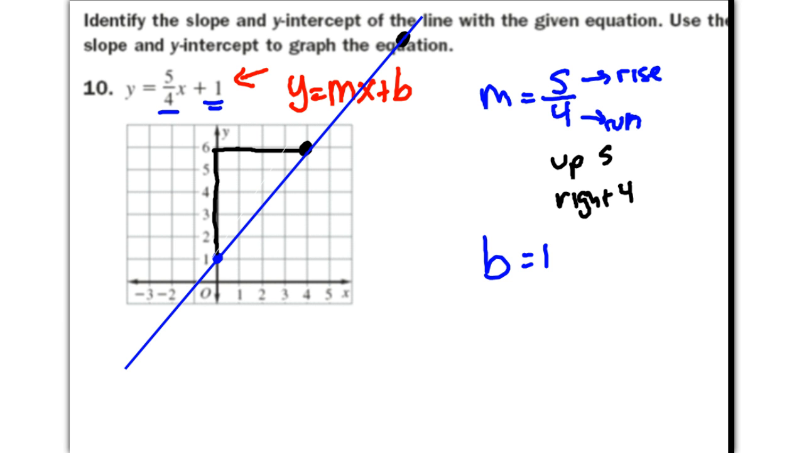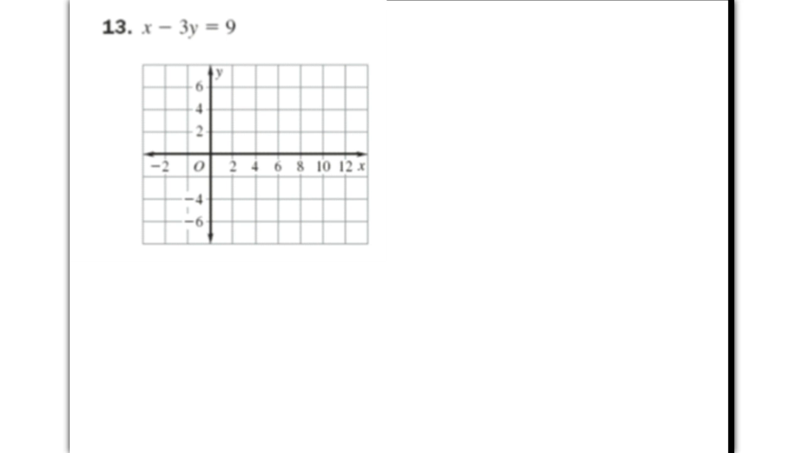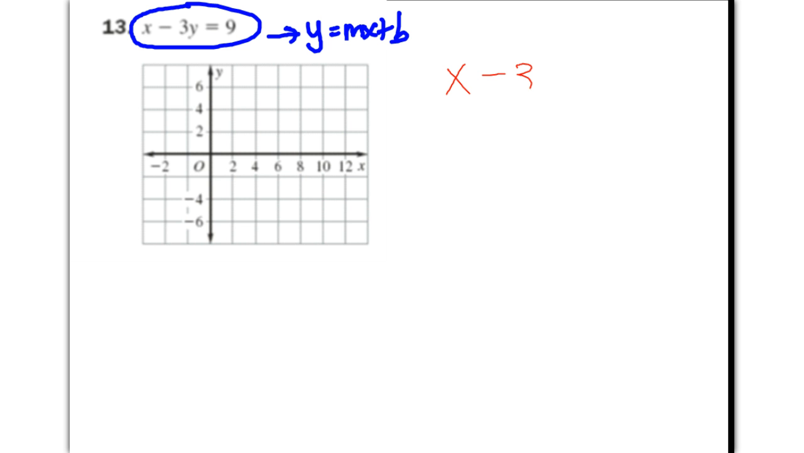So that's when our equation's already in mx plus b form. But now if we look at this equation up here, we have x minus 3y equals 9. So we have to get it into y equals mx plus b form first. So here's how that happens. Let's start with x minus 3y equals 9. And we're going to get that y by itself. So save the y for the end there.